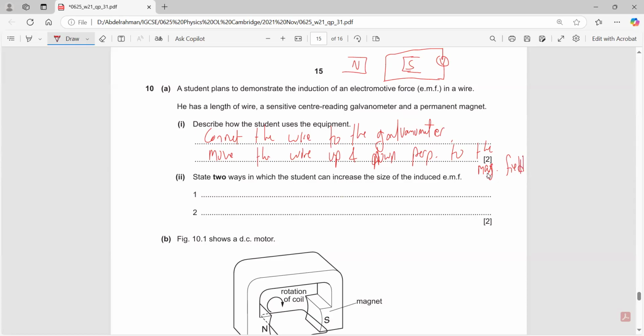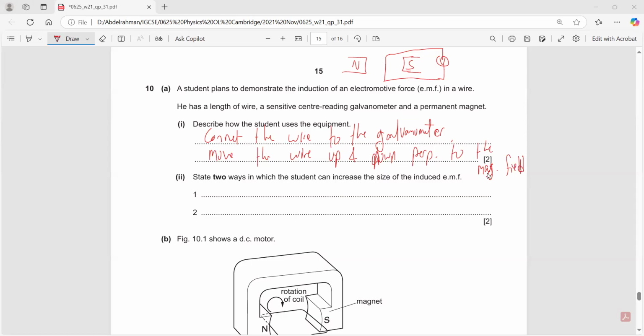State two ways in which the student can increase the size of the induced EMF. How can he increase the size of the induced EMF? You have three ways. You need to increase the strength of the magnet. You need to move it faster. I need to increase the number of coils. How can I increase the number of coils? By turning this wire into a coil.